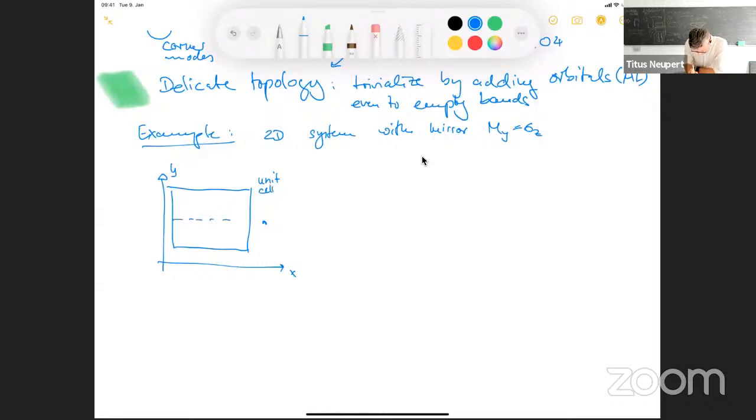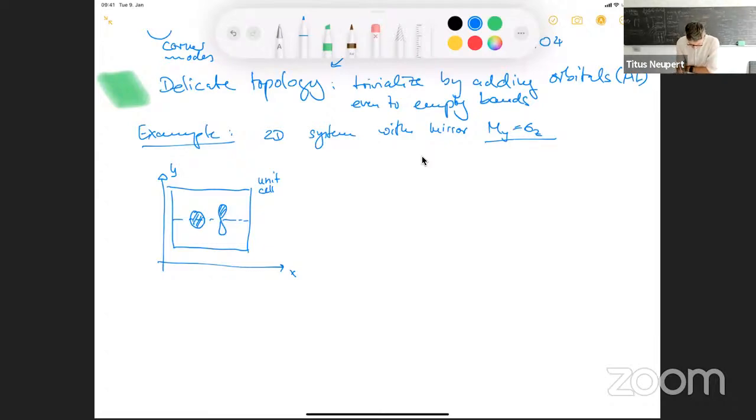In this unit cell, I am putting two orbitals. One is an s orbital and one is a p orbital, with respect to the z direction. So I have two bands and they have opposite mirror eigenvalue. That's what this mirror symmetry is telling me. And now I invite you to think how this Hamiltonian and the eigenstates could look.